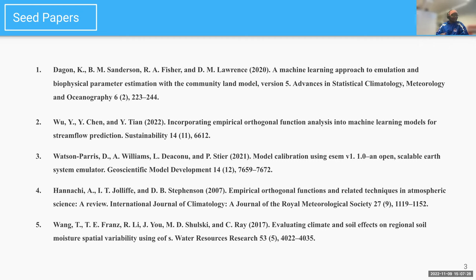This is an emulator, a scalable Earth system emulator. Then the fourth paper, which was written by Anachi, talks about the empirical orthogonal function analysis, like the backbone of these four methods. And the fifth paper is evaluating the soil effects on regional soil moisture spatial variability using the empirical orthogonal function analysis.